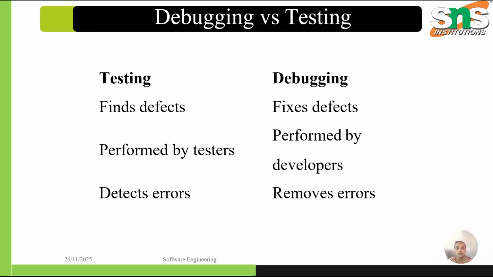The next one is debugging versus testing. What is meant by testing? What is meant by debugging? Now we are going to see the difference between testing and debugging. First, testing means we find the defects, while debugging means fixing the defects. Testing is performed by the testers, and debugging is performed by the developers. Detecting the errors is done by the testing team, and removing the errors by the debugging team.